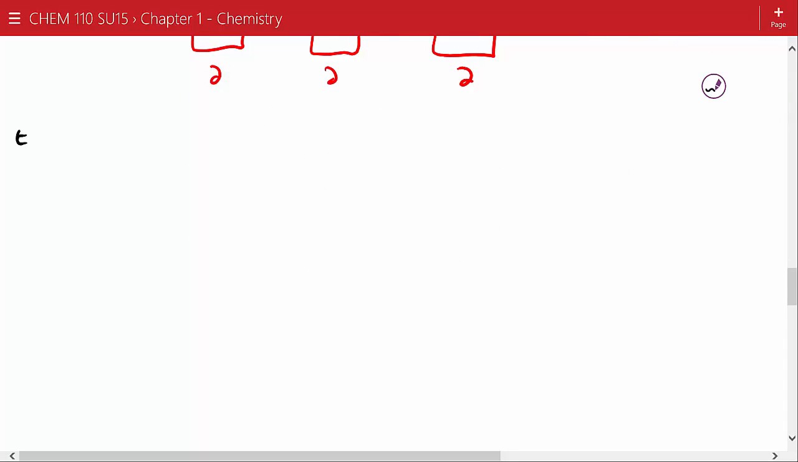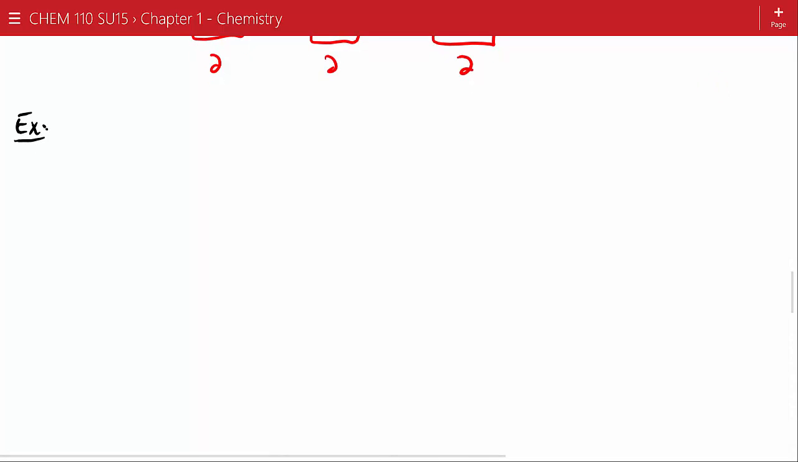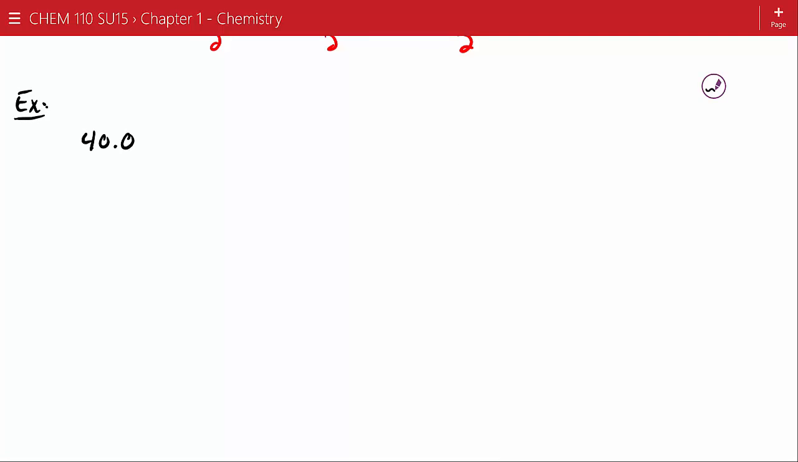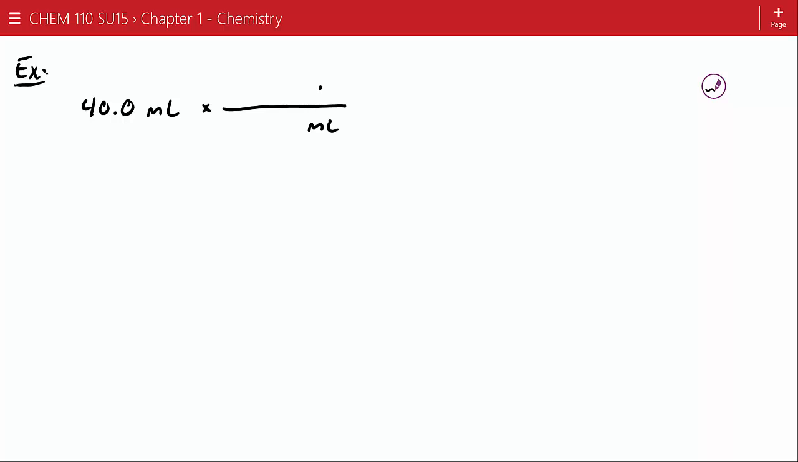So let's do this example. Let's say I've got 40 milliliters, specifically 40.0 milliliters of a solution, and I want to figure out how many grams of that solution I have. First of all, we would need to cancel out milliliters. So we'd put milliliters on the bottom, and we'd put grams on top. What sort of conversion would this be? How do we relate grams to milliliters? It's something we did in lab.